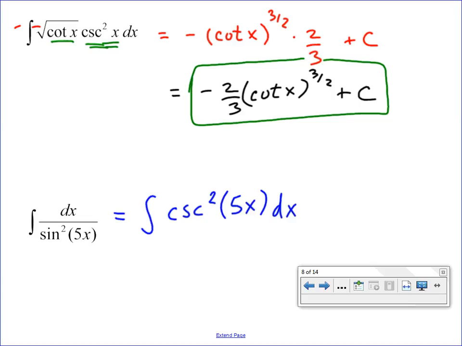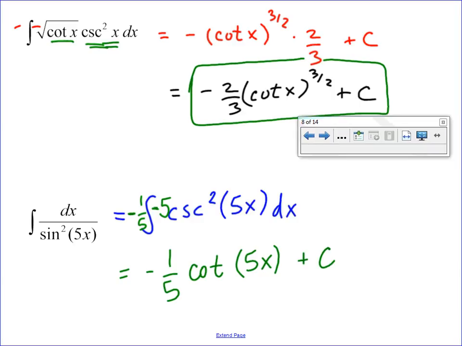I'm not ready to go straight to my answer. I need to provide for the derivative of the angle, and there's a negative sign too. So if I had a 5 for the derivative of the angle, and I had a negative sign, then I would know this goes to cotangent of 5x. But I didn't have either of those things. So I need to provide that in my antiderivative. I need a negative 1/5 cotangent of 5x plus c.